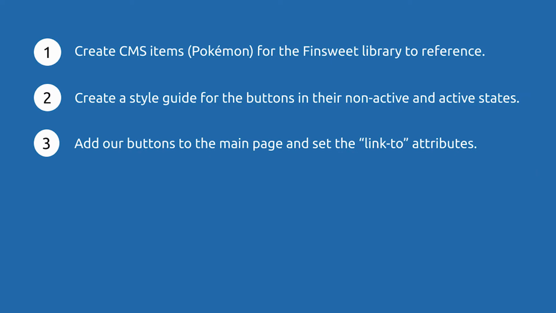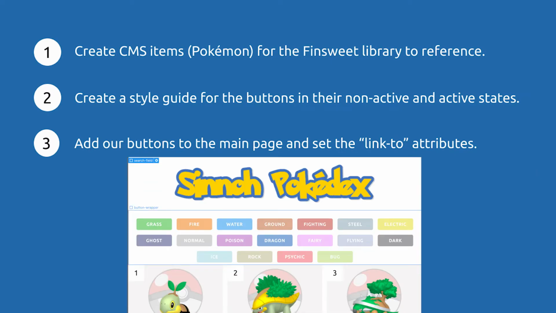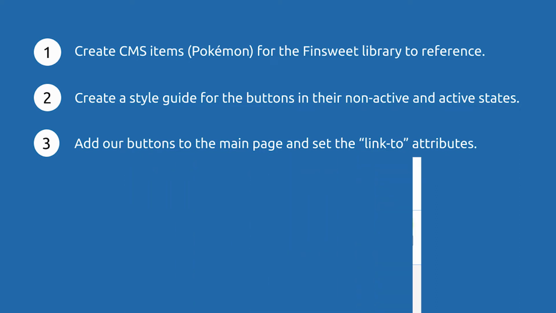The third step will be adding our buttons to the main page and then setting different link to attributes to the buttons, because the library will know what to target and then what it's going to change later on, but it needs to know how to change it. So in this case, the button will need to change out the Pokemon list, but it's going to filter it based on something, right? So we'll add a link to attribute so we can filter out by grass or by water or by psychic, etc.